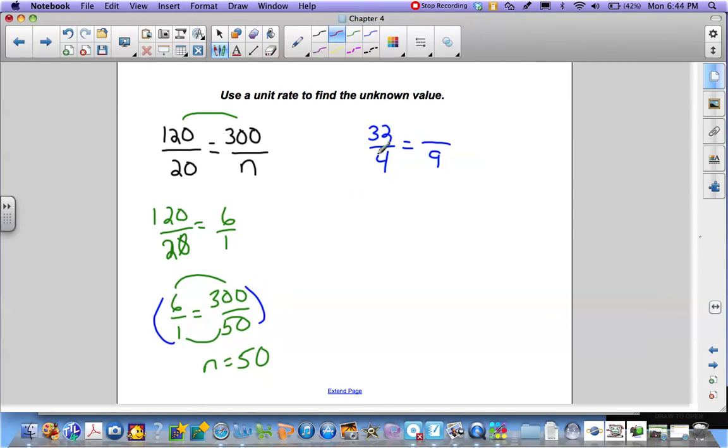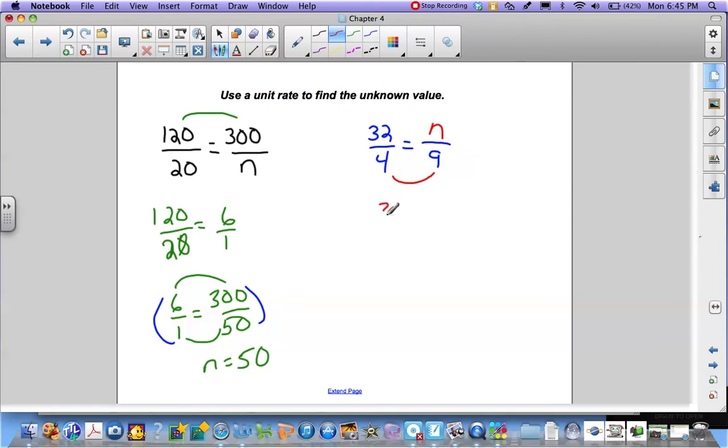Okay, let's look at another one. 32 to 4 equals, I'll put a variable in here to represent the unknown number, 9 to n. 9 is not a multiple of 4, so that relationship between the ratios doesn't help.